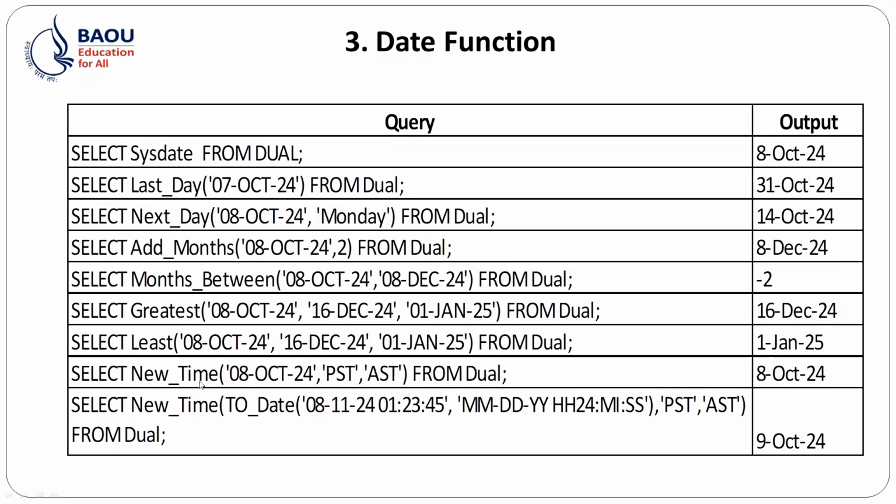Now NEW_TIME. This is the USA or England time zone and this is the Australia time zone. Both are the same, so it will display the same date in October. Now the next NEW_TIME displays this date and time in this format from USA to Australia. There is a difference of 24 hours between the USA and Australia, so the date goes from 8 to 9.